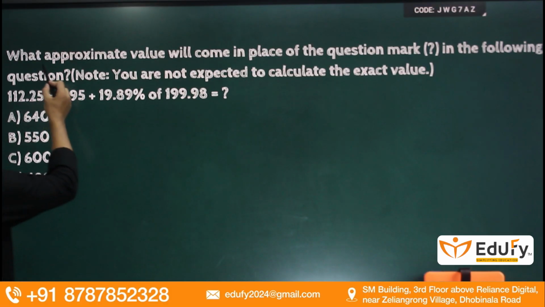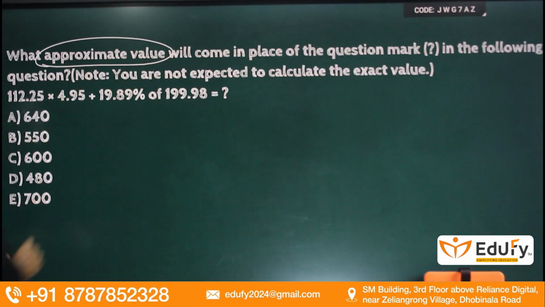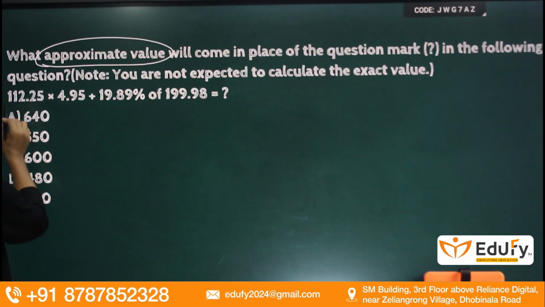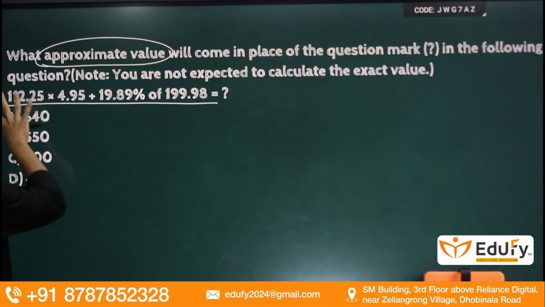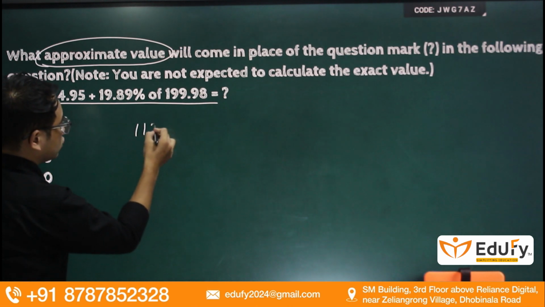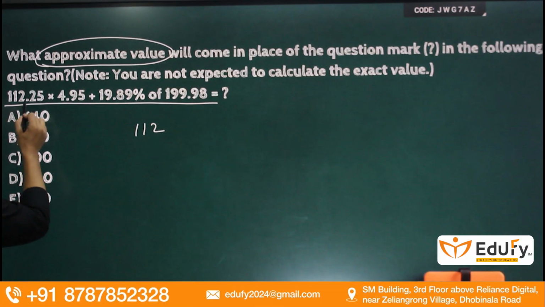Now, when we hear the words approximate value, it means that we don't have to use the exact values given in the question. We will try to make the numbers simpler so that we can easily solve it. Now, this is your expression. You can see it is with decimals. We have 112.25. So the approximate value of this is 112, right? Because obviously 0.25 means it's closer to 112. So that's why I'm writing this.